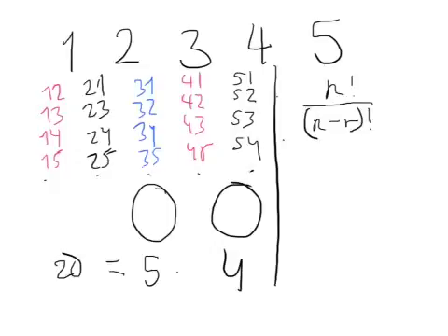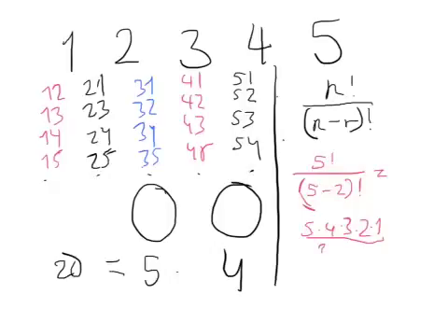Now this seems like a complicated way to do it, but if you think of what's happening here, I'm going to have 5 factorial divided by 5 minus 2 factorial, because I'm only choosing 2. And that's going to result in 5 times 4 times 3 times 2 times 1 divided by 5 minus 2, which is 3, so 3 times 2 times 1. And now these ones will go away, and I will end up with the same number that I figured out.